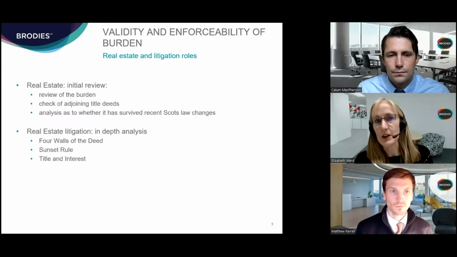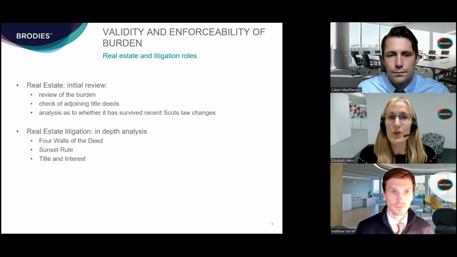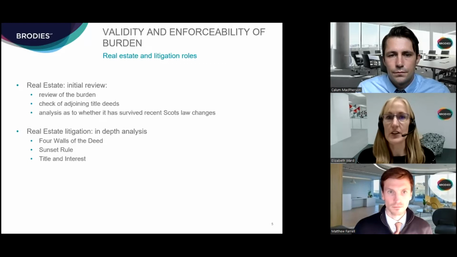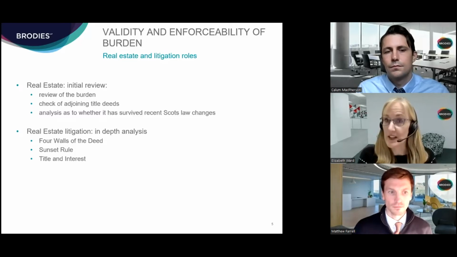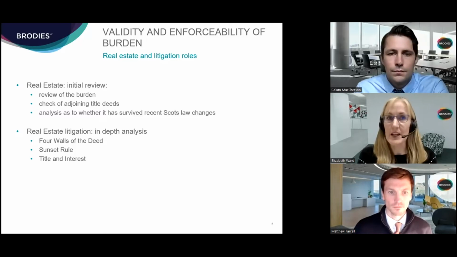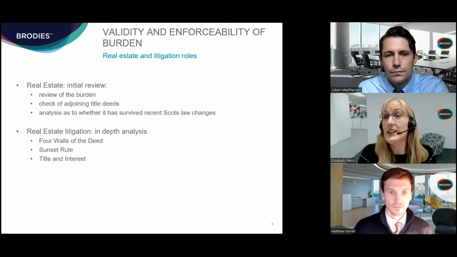Often they'll come to us, and what we will do is an initial review of the burden itself to ascertain what the burden actually does, what it catches in terms of what the client is looking to achieve as well. Is it going to be a problem? We'll then quite often do a quick check of adjoining title deeds, and that's looking at the Land Register of Scotland for the neighbouring properties. Do any of them have the same burden? Do any of them have the same title condition in their titles, as that may well mean that they potentially have the right to enforce it. So that's what we're trying to identify.